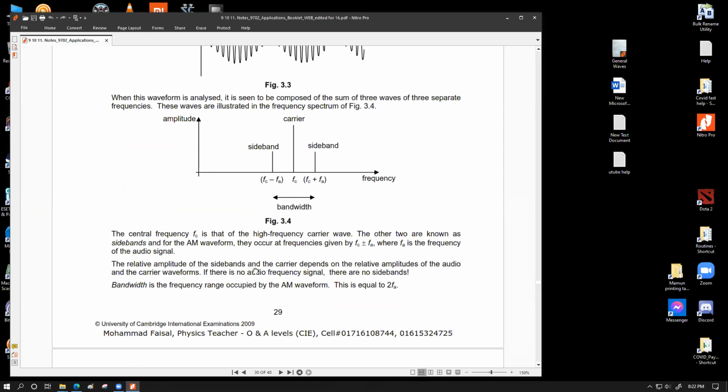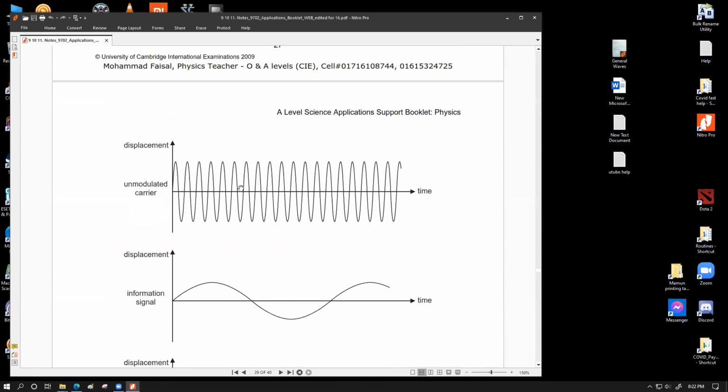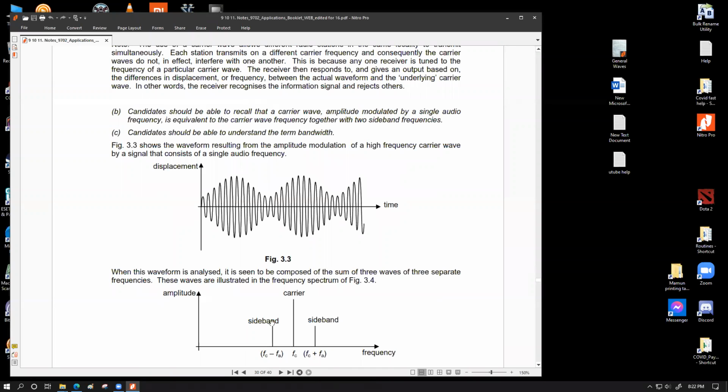The relative amplitude of the sidebands and the carrier depends on the relative amplitudes of the audio and the carrier waveforms. Which means the amplitude variation that you see over here will be directly reflected from the variation of the original sources. These things are not drawn to any scale because on the y-axis you don't see any scale value. So they are assuming that if this carrier wave had a maximum amplitude of, let's say, 10 volt, maybe this information signal had an amplitude of, let's say, 5 volt. So you have nearly half the height of the carrier versus sideband.